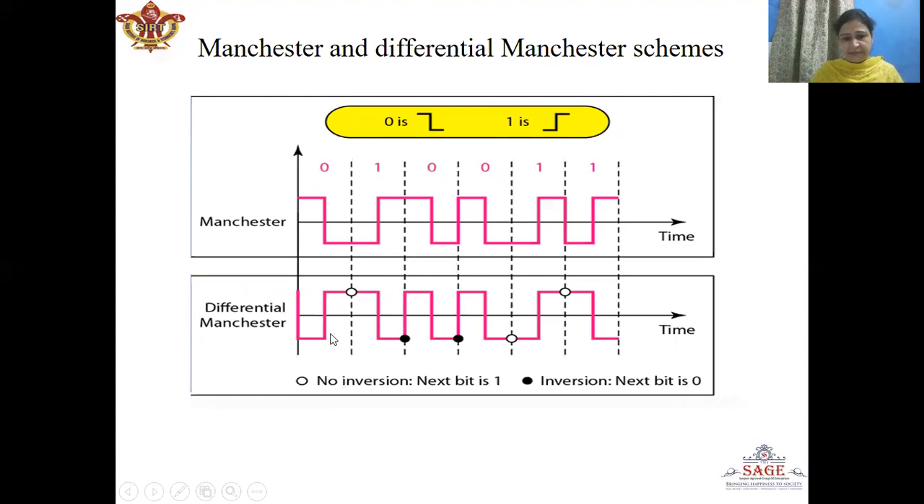Whereas in differential Manchester, there is no inversion at the beginning when the next bit is 1, whereas there is inversion at the beginning when the next bit is 0. So here we can see that since the first bit is 0, say initially the level is at plus V. Since the next bit is 0, there will be inversion from plus V to minus V. So it will have a minus V to plus V transition. Now since the next bit is 1, there will be no inversion. So we'll have a plus V to minus V transition. Now since the next bit is 0, first there will be a transition from minus V to plus V, and then it will go from plus V to minus V for a bit interval Tb.